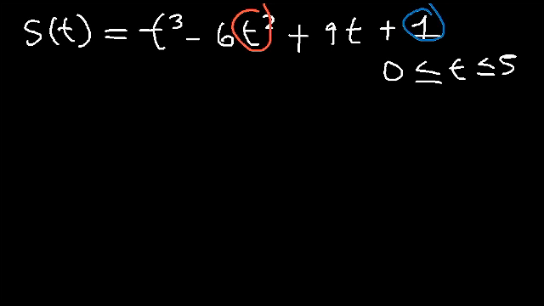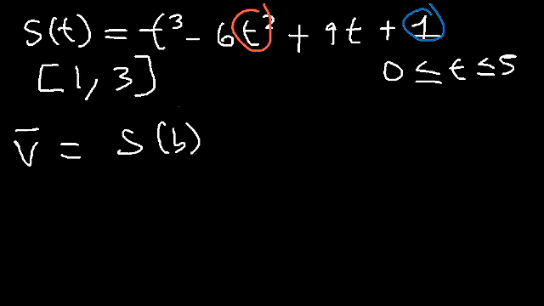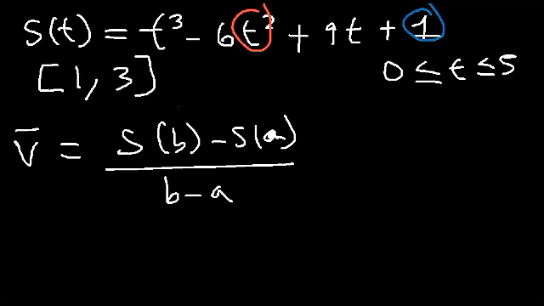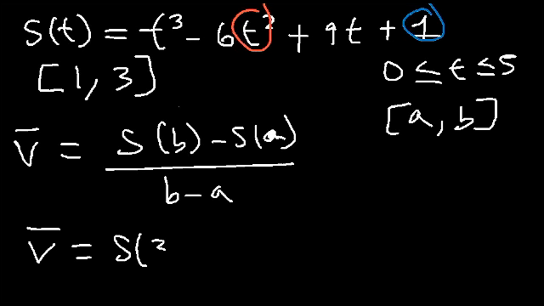Now, how can we find the average velocity, let's say on the interval 1 to 3? What would you do to find the average velocity between t equals 1 and t equals 3? To find the average velocity, it's going to be the displacement, which is the change in position, s of b minus s of a, divided by the change in time, or b minus a, where a is 1, b is 3. So we got to find s of 3 minus s of 1 divided by 3 minus 1.